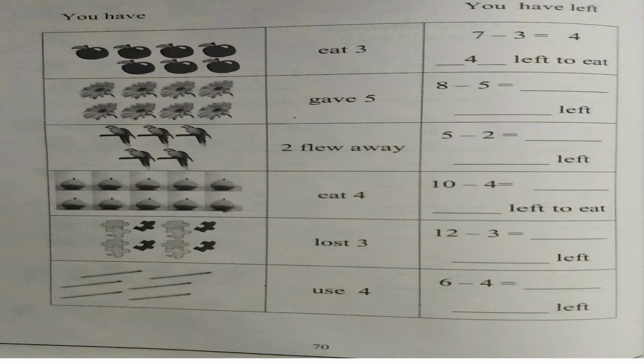Okay, so let's start. First let's count how many apples are there. Correct, there are 7 apples. So we have 7 apples and we eat 3. So we have to find out how much is left. 7 minus 3 is equal to 4. 4 left to eat. This is how we are going to do in this page. Okay, let's go to the next one.